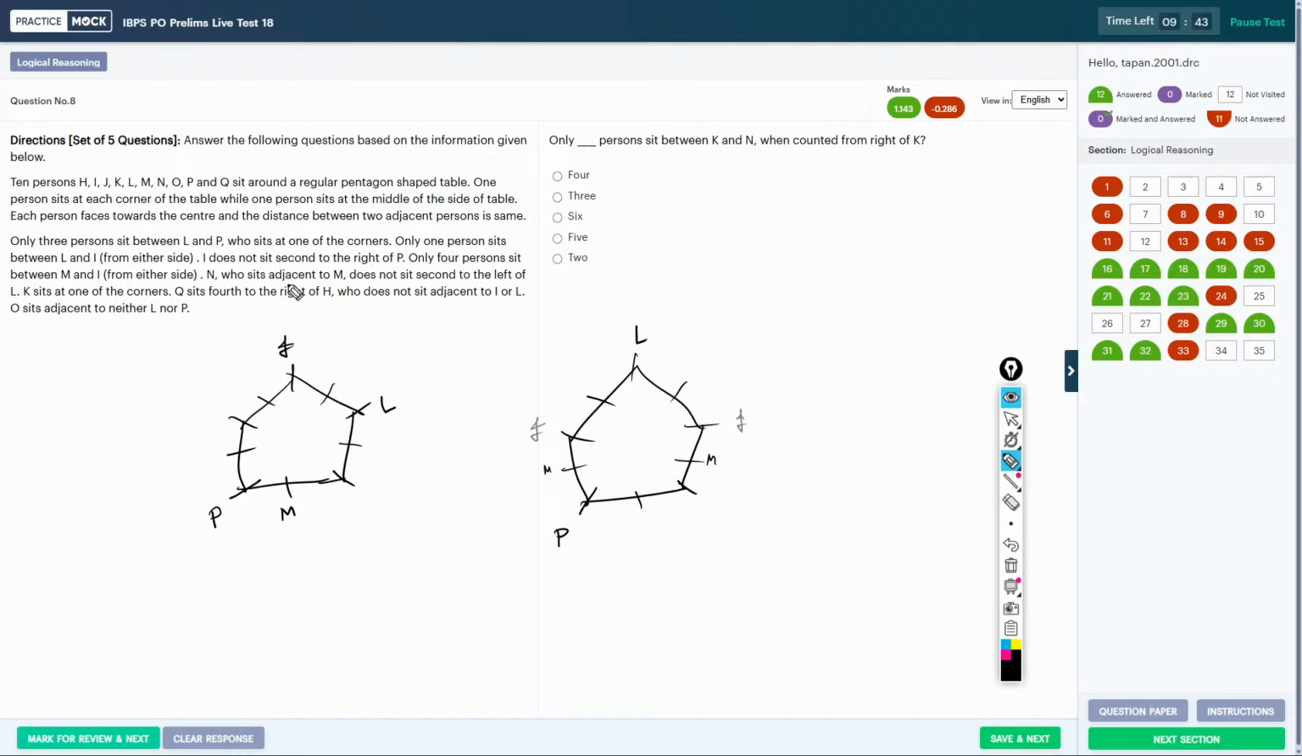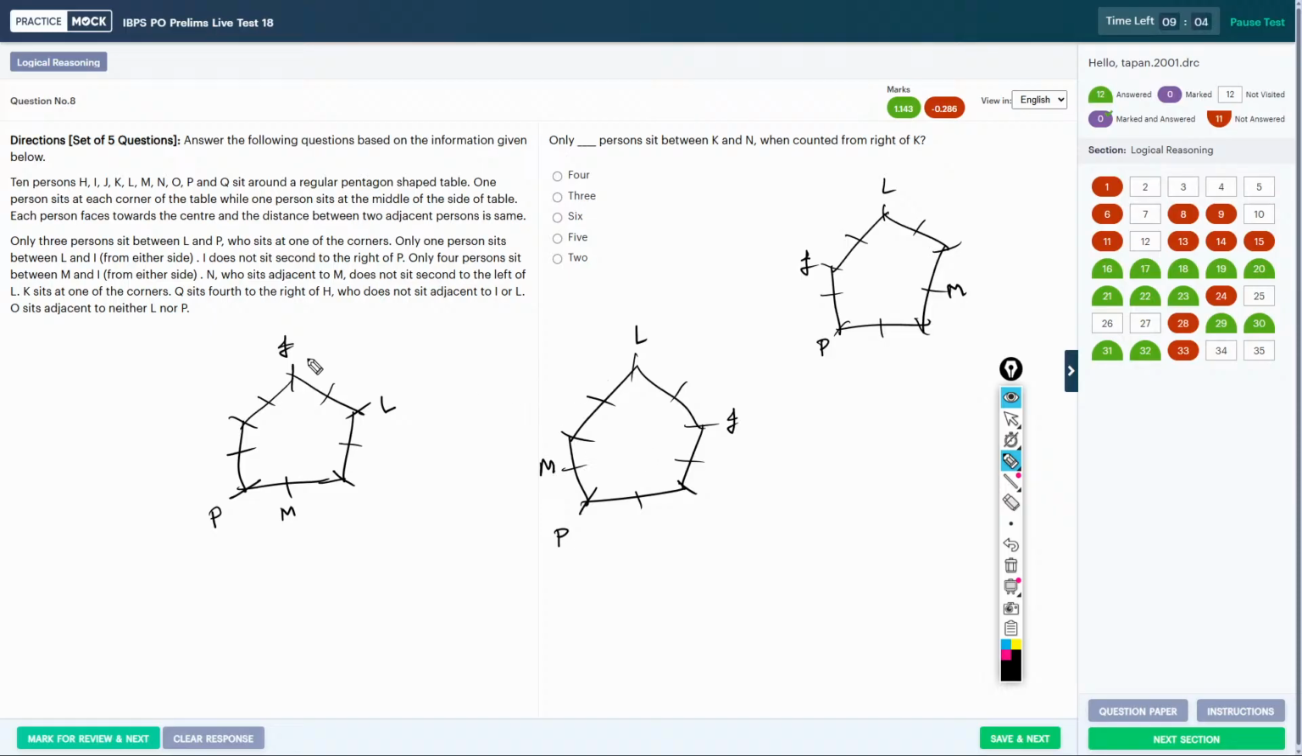Okay. N, who sits adjacent to M, does not sit second to the left of M. I think I should just take another scenario here. It's getting a bit complicated. So P was fixed here for me. If I was here, M was here, right? So I here, and M here.